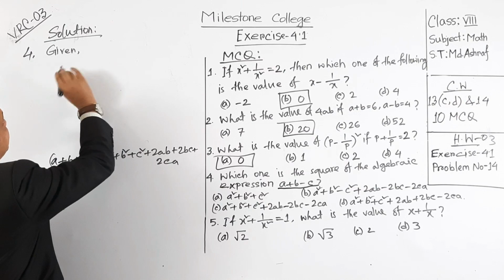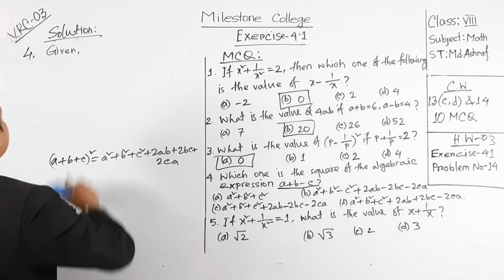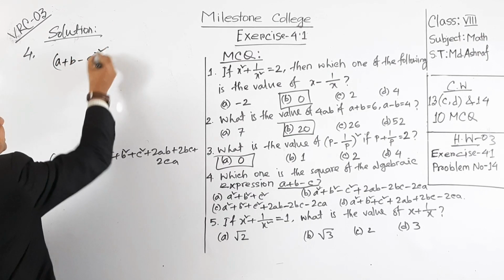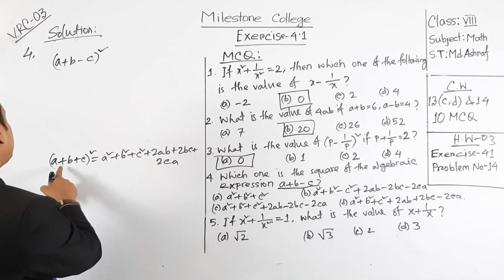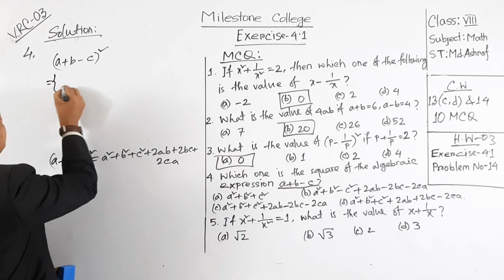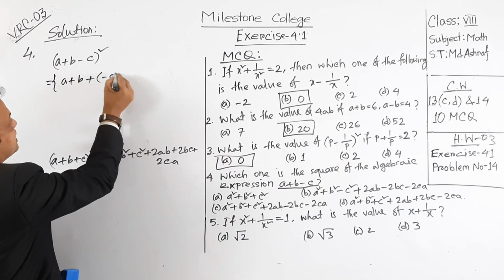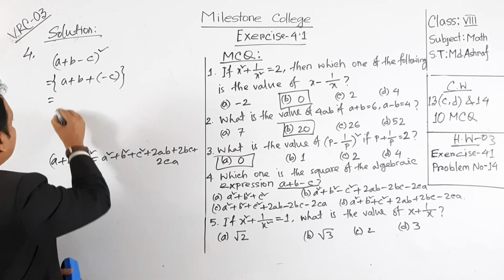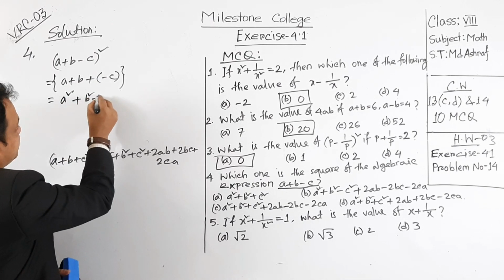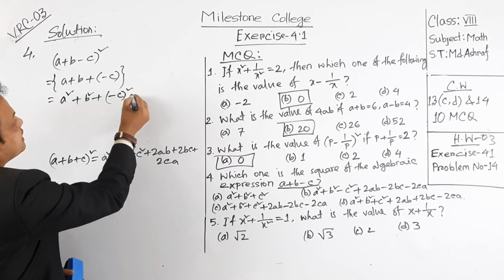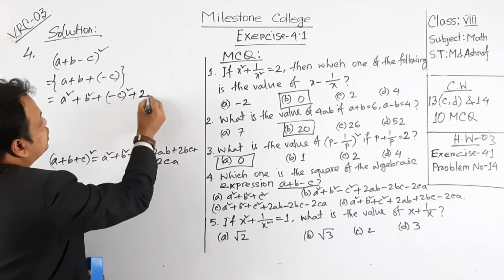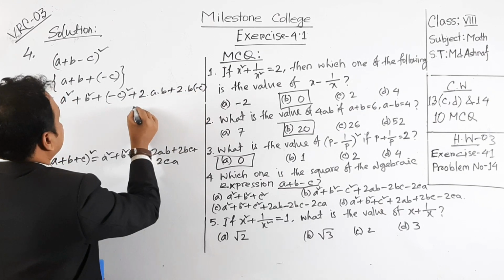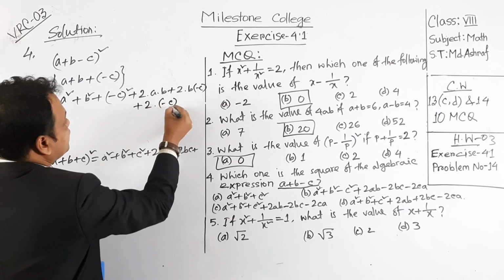Do this one. We will find the square of a plus b minus c. This is the expression we have to find. So how can we find it? At first we make it a plus b plus c, then a plus b plus minus c. So this expression is the same. Now apply this formula here: a square plus b square plus c square, where c will be minus c. a square plus 2ab, that is 2 into a into b, plus 2 into b into c, where c will be minus c, plus 2 into c into a, with c as minus c.